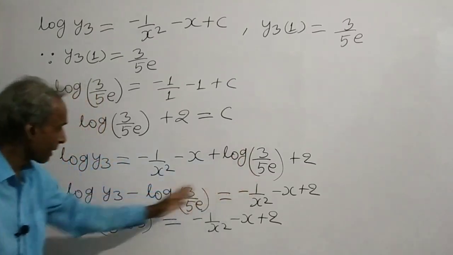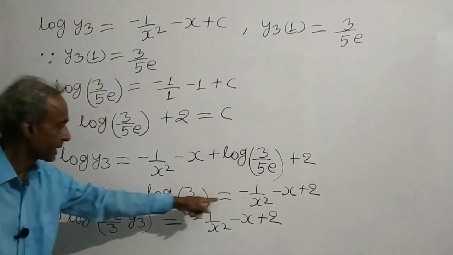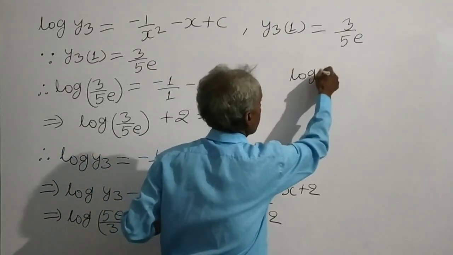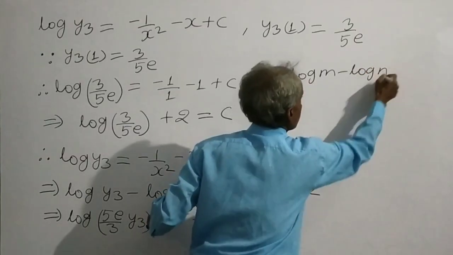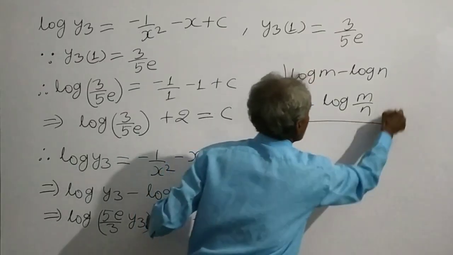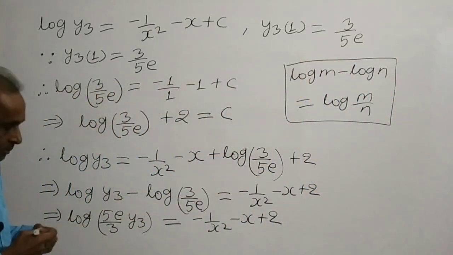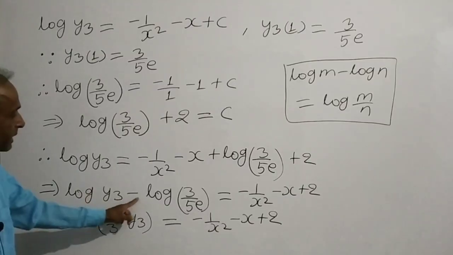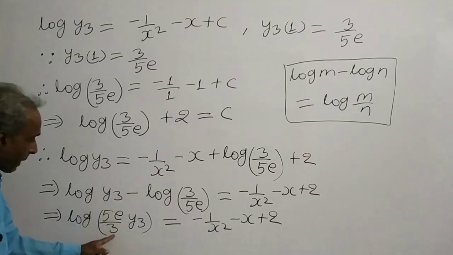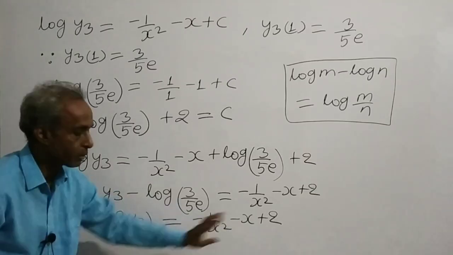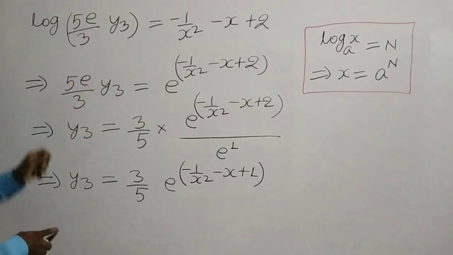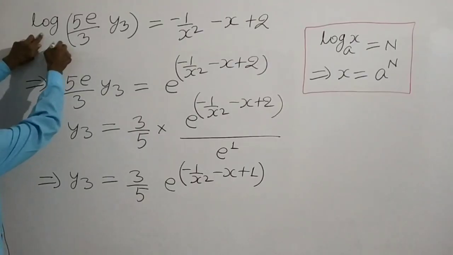Shifting log 3 by 5e on the left hand side, we get this. Applying formula log m minus log n is equal to log m by n. After applying this formula, we write log y3 minus log 3 by 5e as log 5e by 3 y3 is equal to this. Here it is understood that base of logarithm is e.